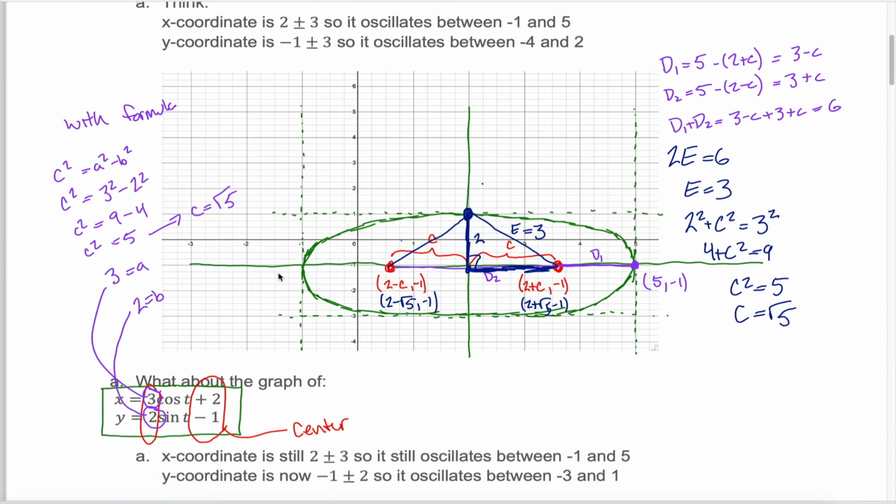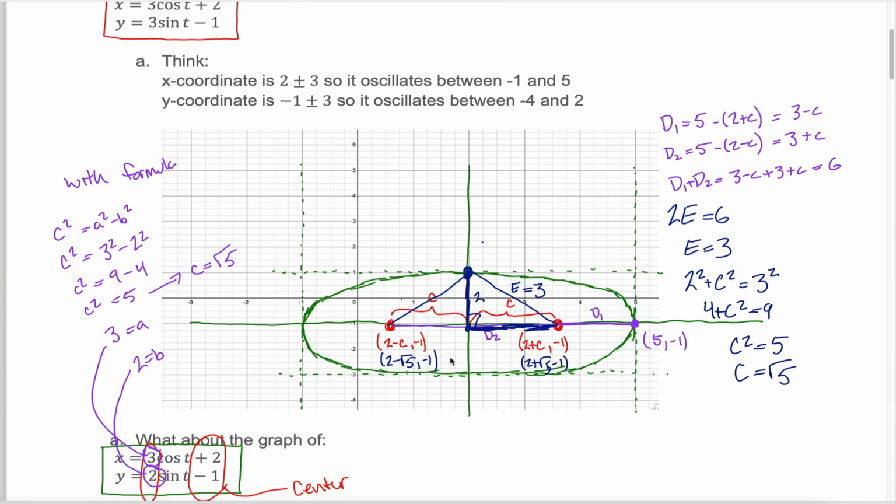And with that information and the knowledge that the foci always lie along the major axis, I could figure out that this point is at 2, the x-coordinate of the center, plus that root 5. And this point has an x-coordinate at 2 minus the square root of 5. I think that's all kind of cool.